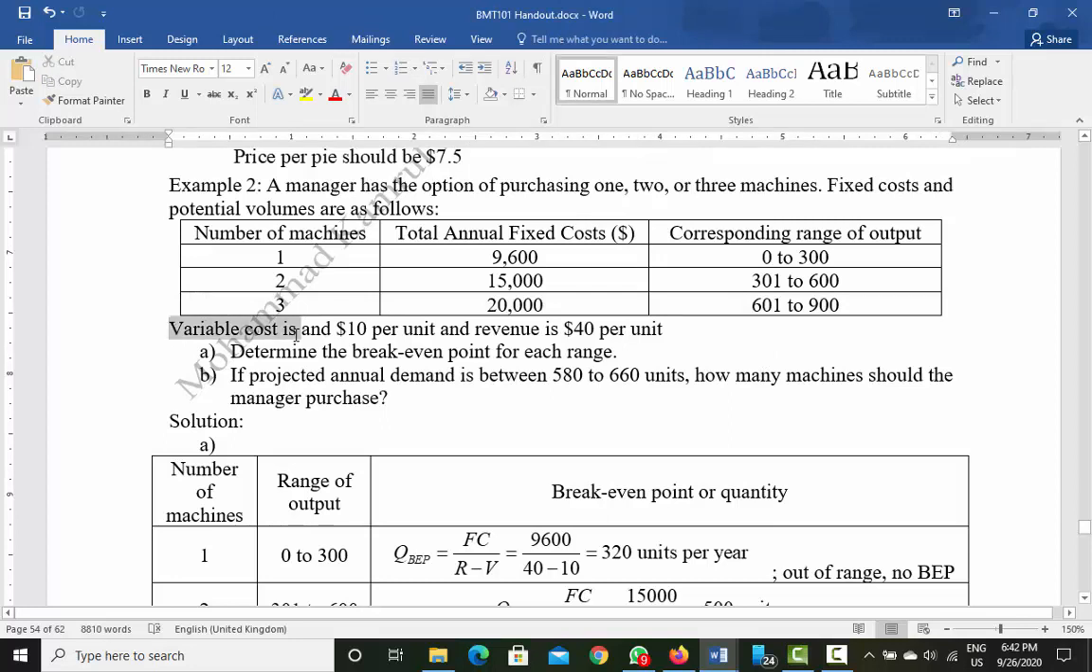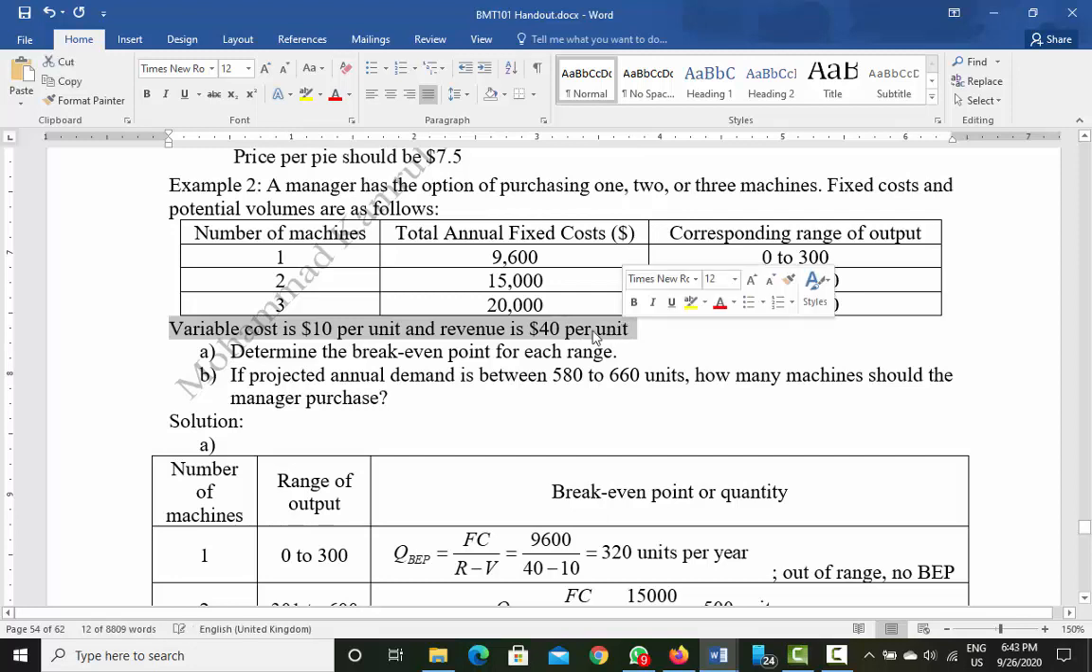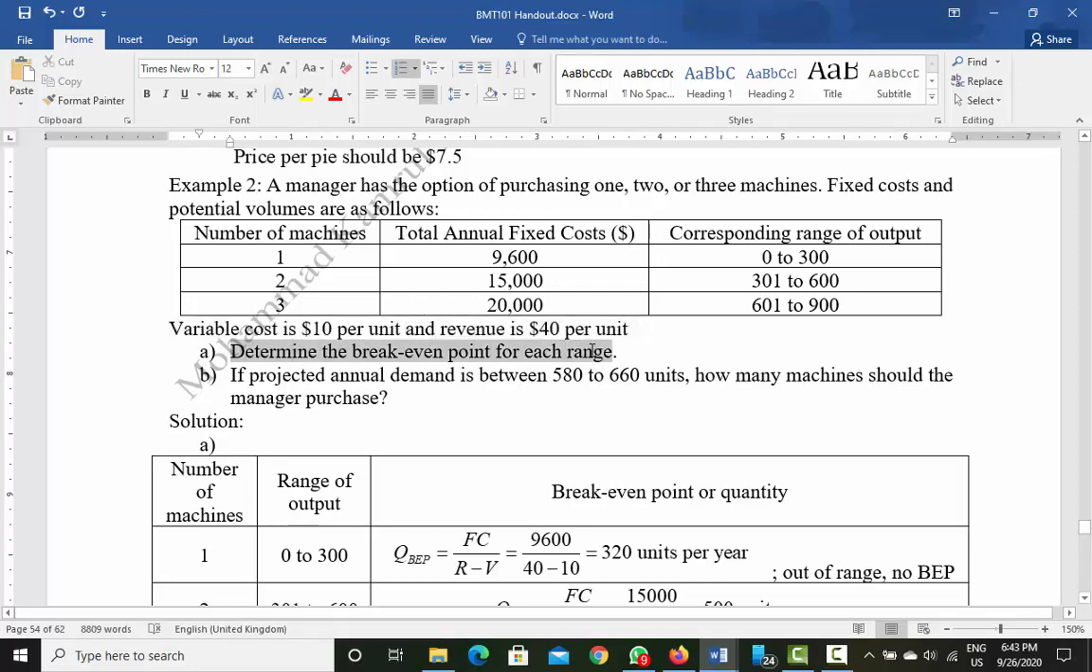Variable cost is $10 per unit, and revenue is $40 per unit. So this is V and this is revenue. That means this is variable cost per unit, the value of V, and this is revenue per unit, that means R. The question is asking, determine the break-even point for each range.